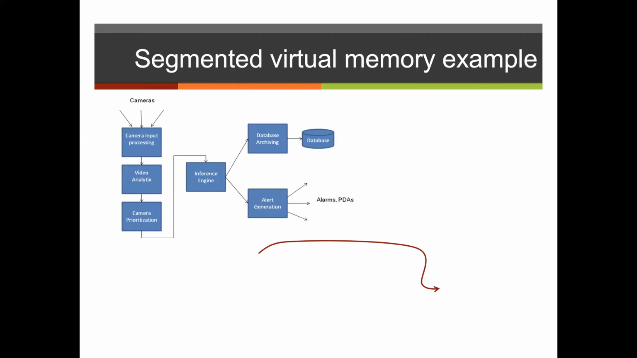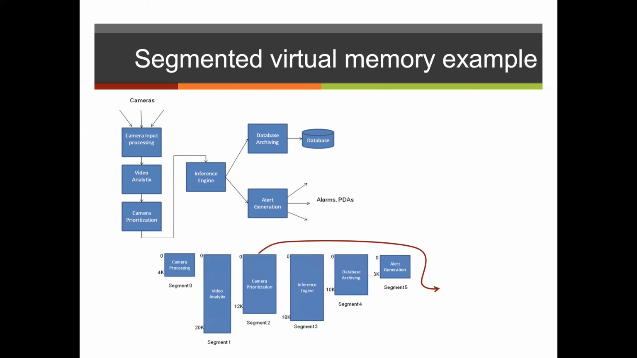And so we can have an example of a segmented virtual memory. In this, we have an application that is going to process input from a camera. We have the camera input processing that occurs. Then we have a video analysis that occurs. Camera prioritization occurs, and then we have an inference engine that is utilized. And then we're able to utilize our database for archiving appropriate information, and then also determining if appropriate alerts need to be generated. And those alerts can then be used to trigger alarms or warnings on various devices.